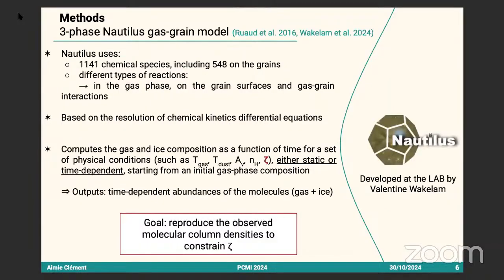Nautilus, a few of you already talked a bit about it, but it is a chemical three-phase gas-grain chemical model. It uses more than 1,000 chemical species and tens of thousands of chemical reactions. It allows to compute the gas and ice composition as a function of time for a set of different physical conditions, including the ionization rate. And it allows to get the time-dependent abundances of the molecules. So the goal here is to reproduce the observed molecular column densities to try to constrain zeta, the ionization rate.